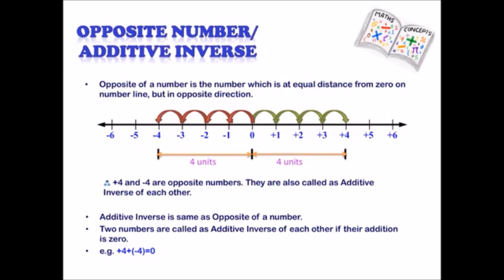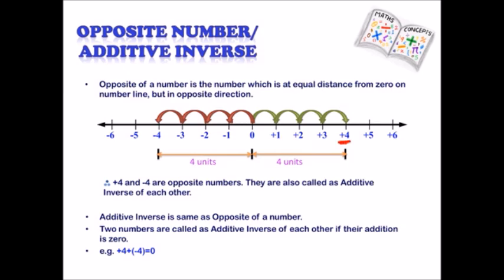Let's move to our next topic, that is opposite number or additive inverse. What is opposite of a number? Opposite of a number is the number which is at equal distance from 0 on the number line but in opposite direction. Here I have shown one example.